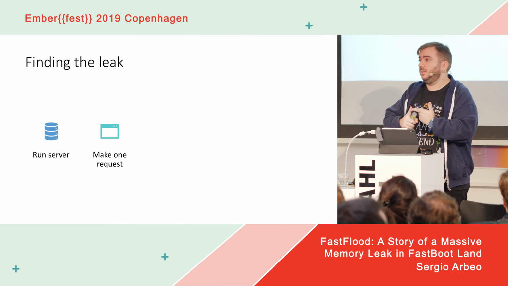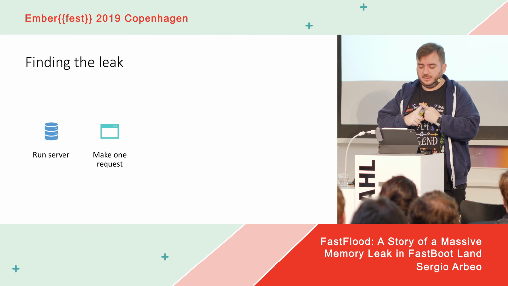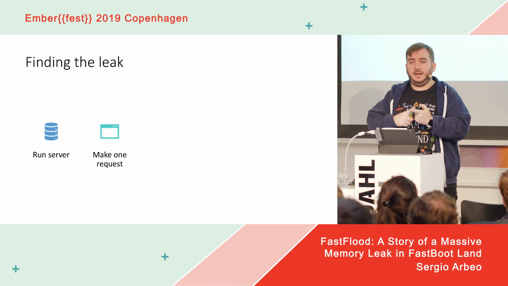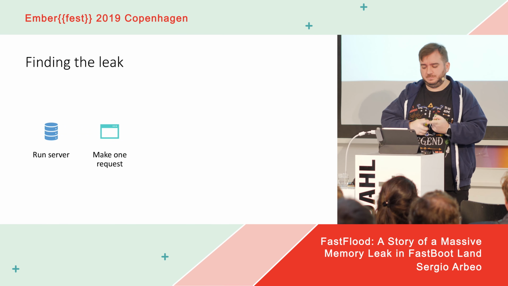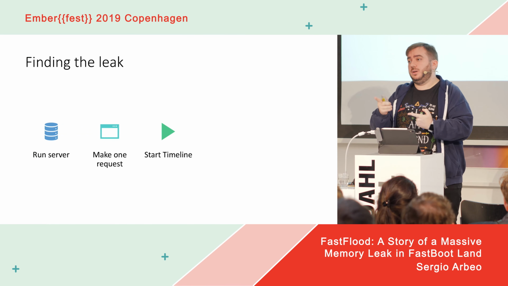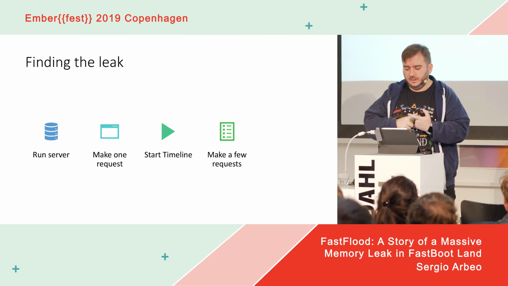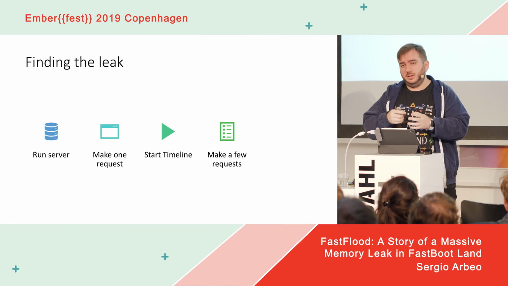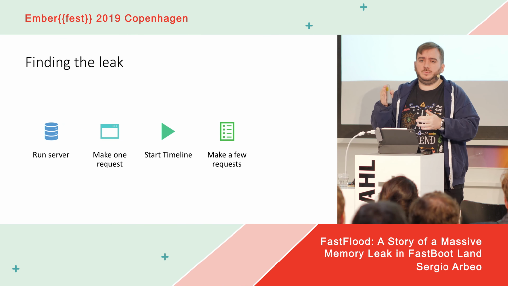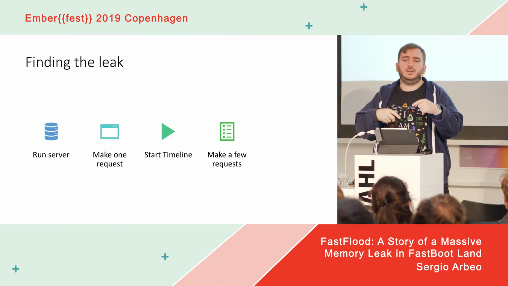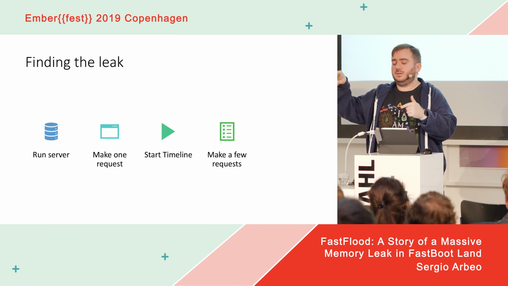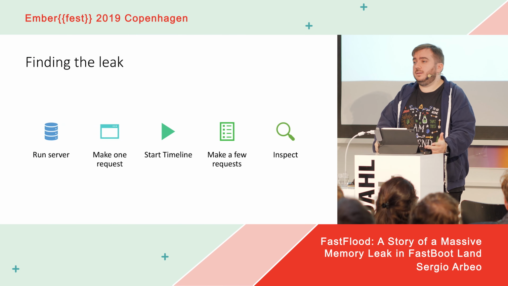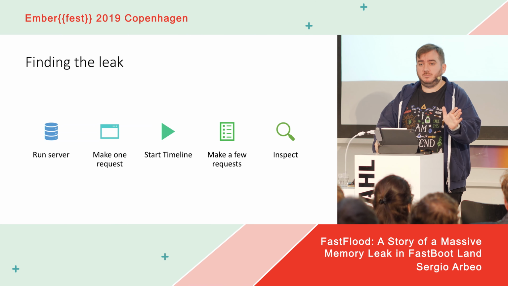The second reason is that the first request to FastBoot consumes more memory than the rest. So it's an outlier and should not be in your timeline. Then you can start the timeline and make a few requests. We usually use the Apache benchmark tool. If you don't know it, it's just a tool that makes several requests. We added concurrency so we can see a nice graph in the timeline, but that's it. And then you inspect the memory. So far, so good.